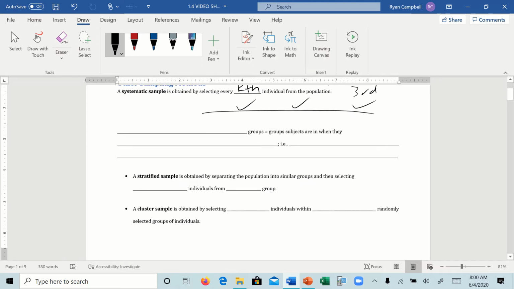Next, for the next two, stratified and cluster, you need something that I invented, which was the phrase pre-made groups. This is something that I noticed with all of the different stratified and clustered samples, is that they had these things, what I noticed were called pre-made groups, which essentially are groups that subjects are already in when they walk in the door. So what could that be?